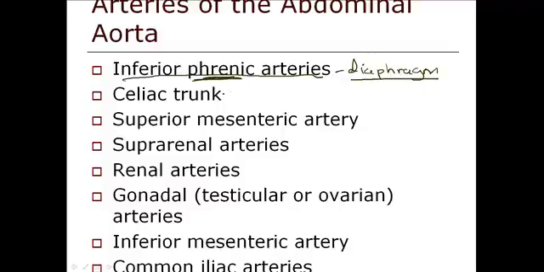So the celiac trunk, this is the first trunk coming off the abdominal aorta. And a trunk means that there are branches coming from it.